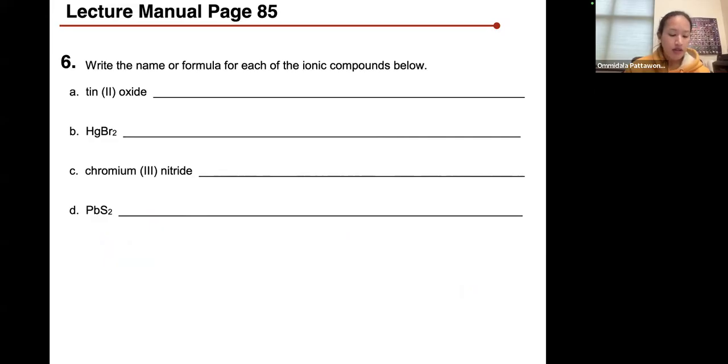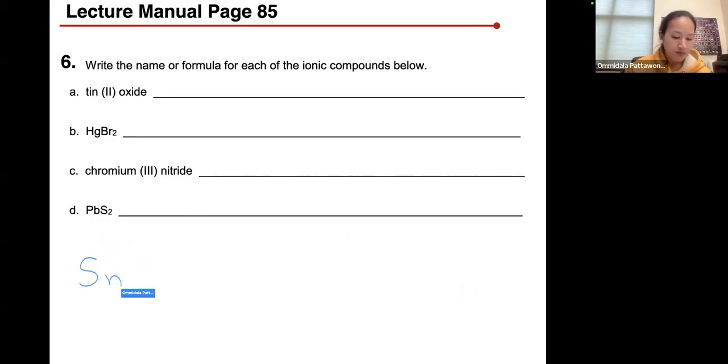Okay, so same thing with the next one. You probably recognize that all of these are part of elements that can contain various charges. So that's why we have to use Roman numerals. Okay, so let's take a look at the first one. The first one is giving you the name. You need to convert to chemical formula. So same thing that we did before.